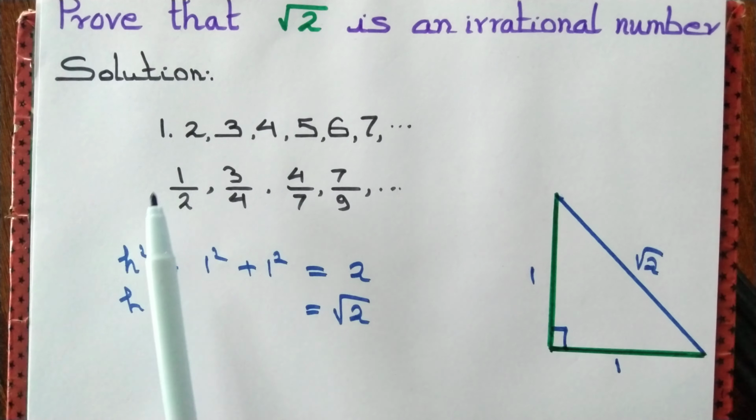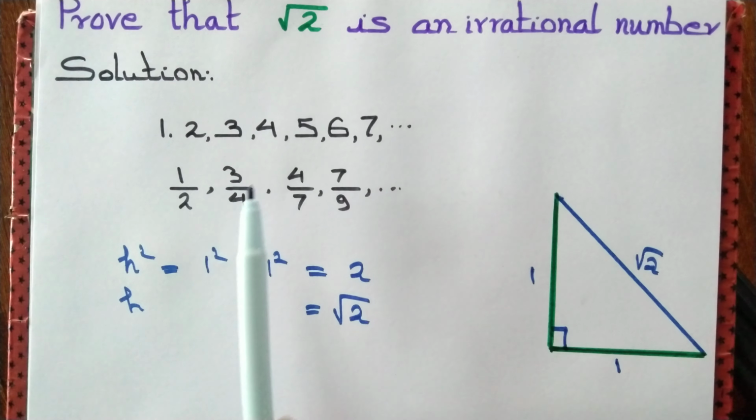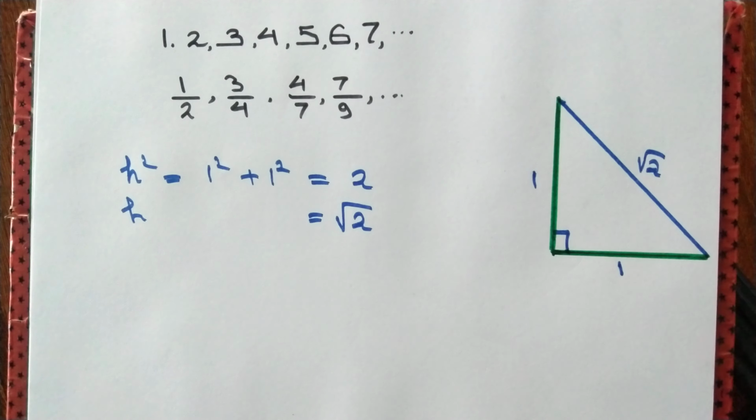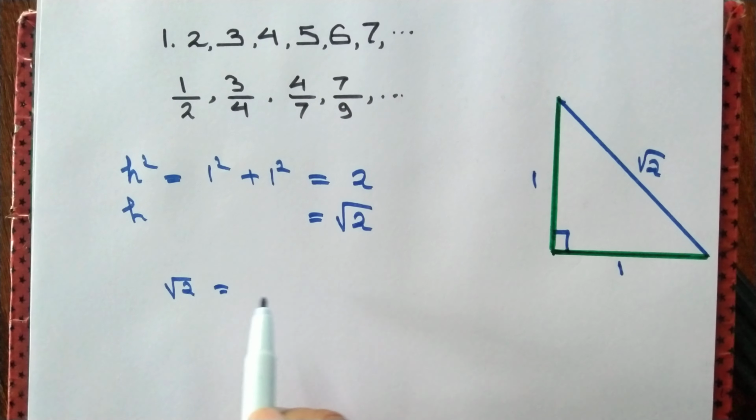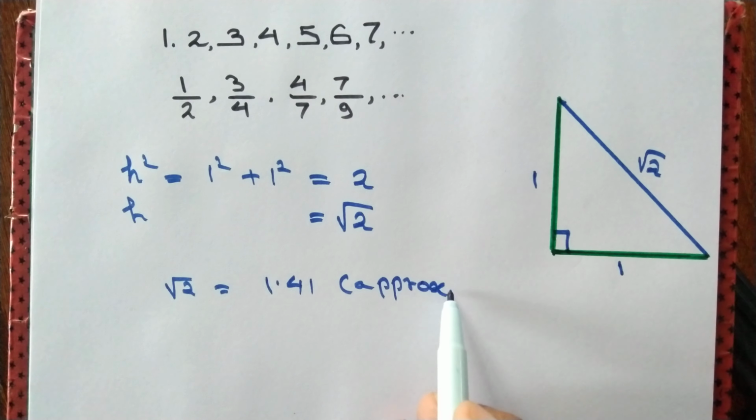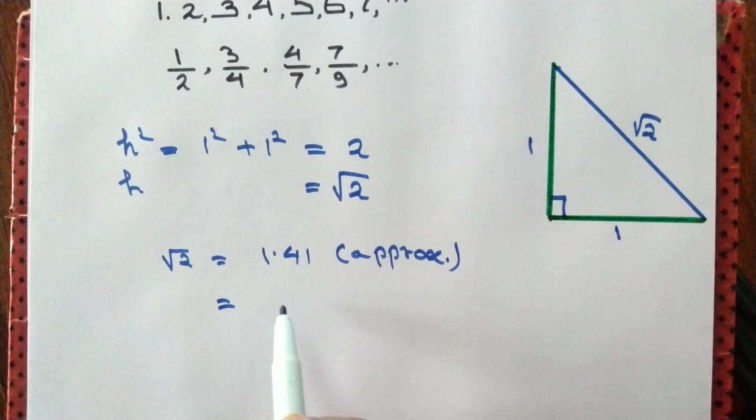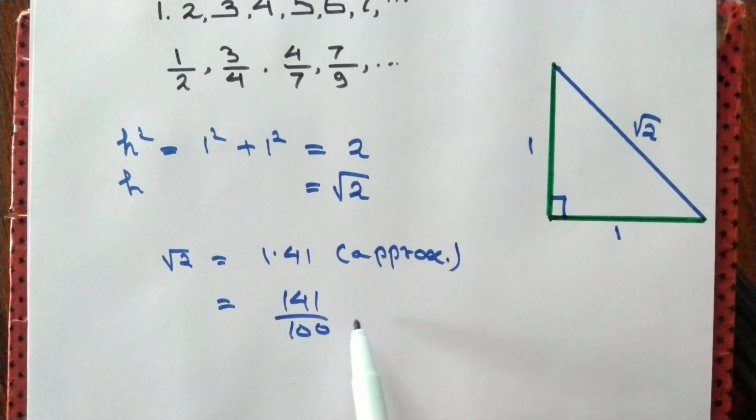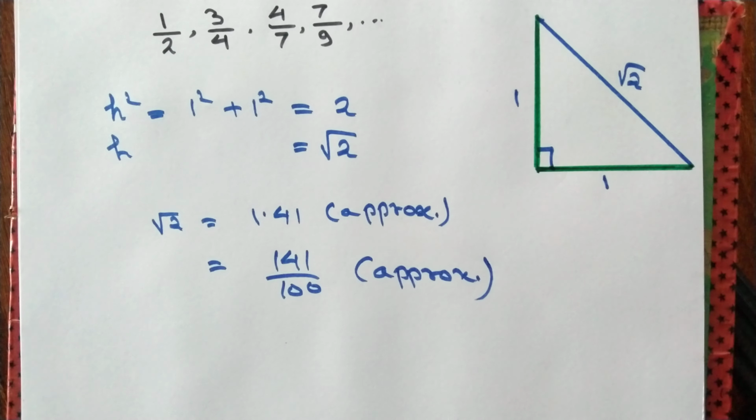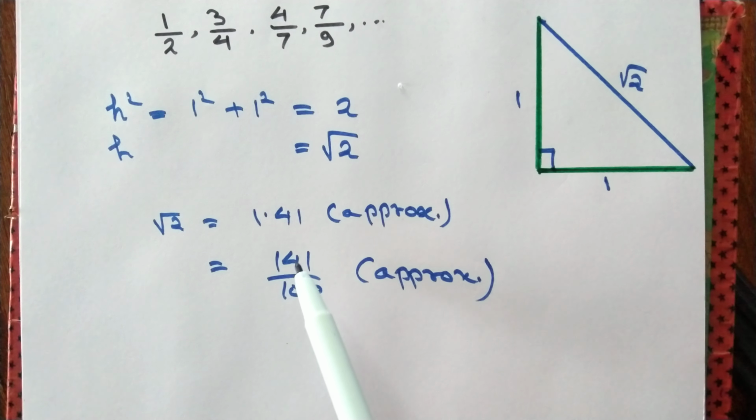Now they knew only the fractions like half, 3/4, 4/7, 7/9, etc. So they needed an integer divided by an integer, or a natural number divided by a natural number. Now the problem occurs: how much is root 2 equal to? It's easy to calculate that root 2 is approximately 1.41, or you can get higher accuracy as well if you like. So root 2 is equal to 141/100, again approximately, but they could never decide what is the exact value of root 2, or whether it is exactly equal to a fraction a by b, where a and b are integers.